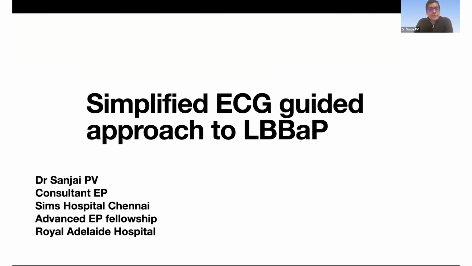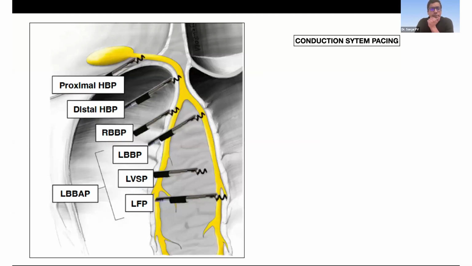So, the simplified ECG-guided approach to left bundle branch area pacing. Dr. Shanmuga showed us the anatomy of the conduction system, so just to go through that again. You have the penetrating bundle of His, which runs in the membranous septum and divides into the left and the right bundle branch. It's very interesting to note, as Dr. Shanmuga mentioned, that you have the left proximal bundle as well as the left fascicles. They run very close to the left ventricular subendocardium.